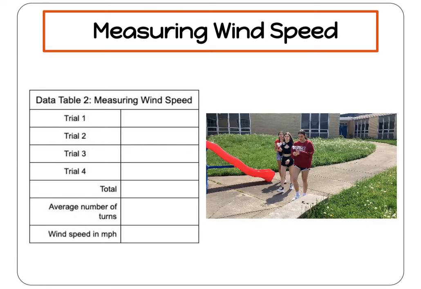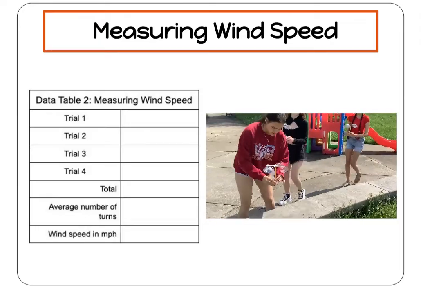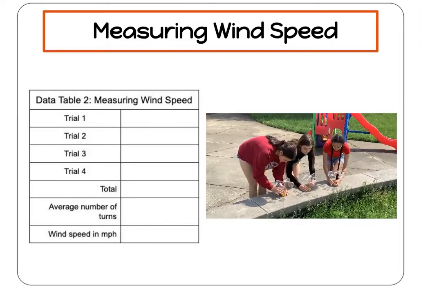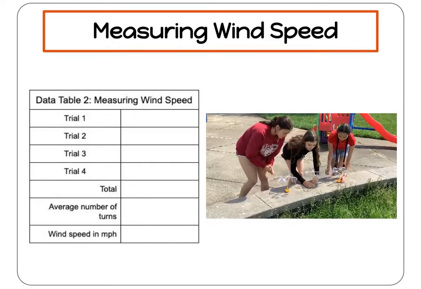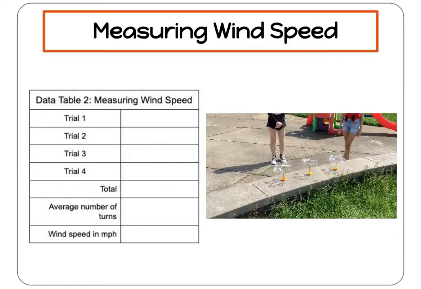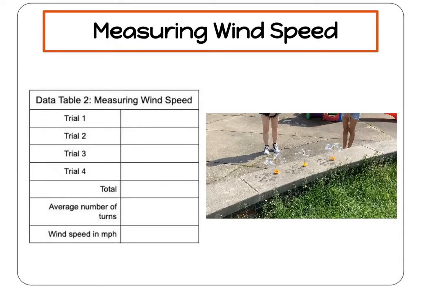Now we're finally ready to measure wind speed. Place your anemometer in a source of wind and count the number of revolutions it makes in 30 seconds. Record your results in data table 2. Repeat this 3 more times until you have completed and recorded all 4 trials in data table 2. Now add these 4 numbers together and record the total in the table. Divide your total by 4 to find your average and record that in the table as well.